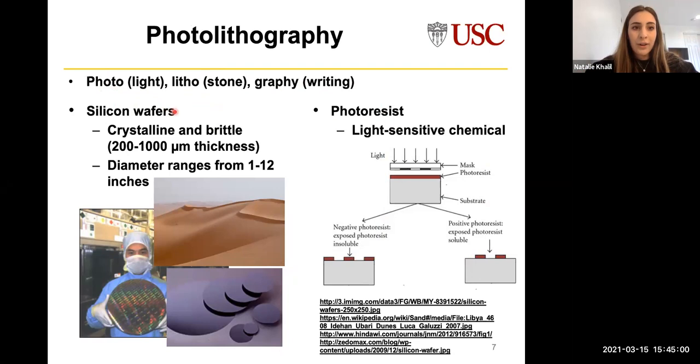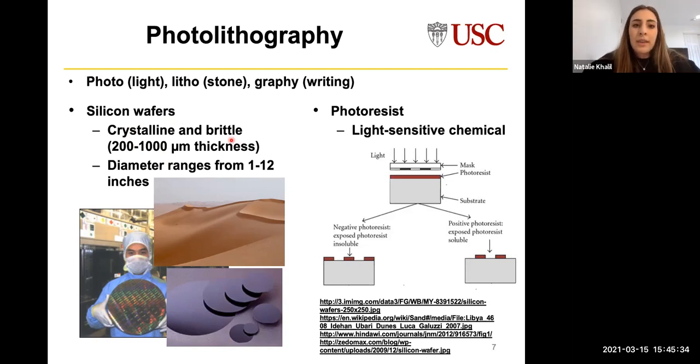Silicon wafers are made up of the element silicon, which is the second most abundant element in the Earth's crust. So here's a picture of sand, and sand is silicon dioxide, which is also called silica. But as you could imagine, it's very abundant in the Earth's crust. And so silicon wafers are just very purified silicon that's been melted down and then cooled, and then sliced into these wafers, which are very crystalline and brittle.